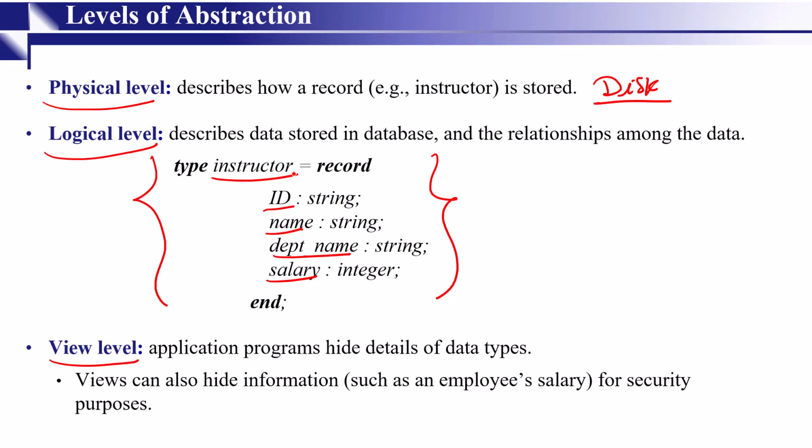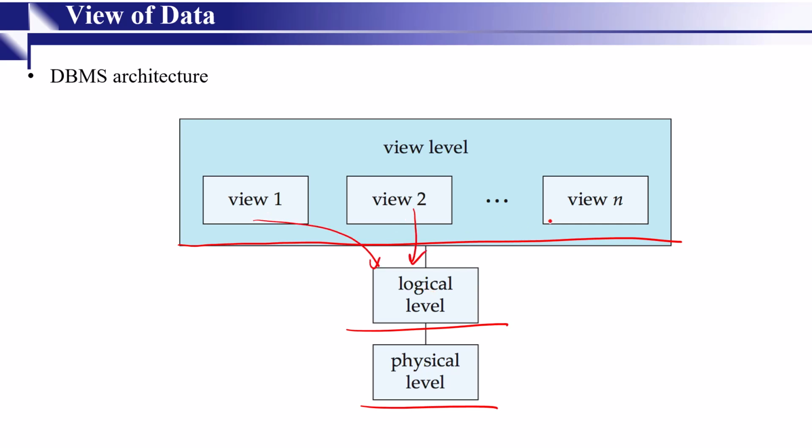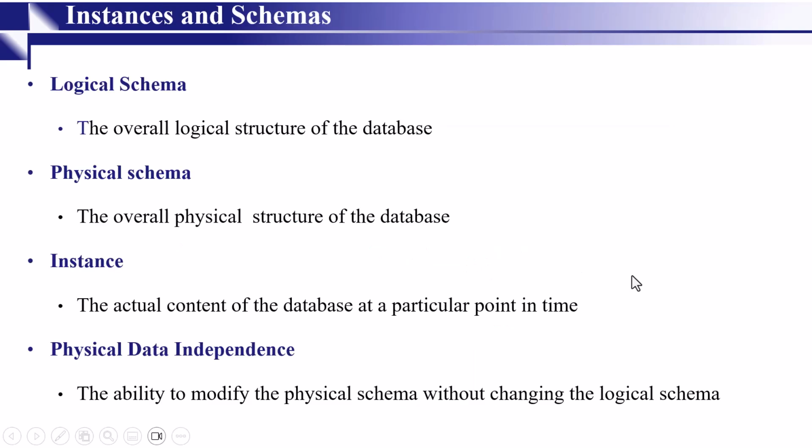Then we have the view level. In here, we define who can access what. A student cannot access the teacher's salary, or a teacher cannot access all the scores of a student. So here we control access of different users in a database. Here you can see one example. This is the view level, logical level, physical level. Although all the information is saved in the same physical level and logical level, different users can access only some part of the data, not all of it.